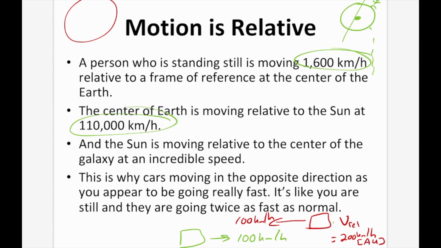It appears actually that you are stationary and that they are moving towards you at 200 kilometers per hour. This is the phenomenon of relative motion. They are moving towards you, you're moving towards them. It appears like they're moving towards you at an incredible rate, and in fact, you're actually just standing still.